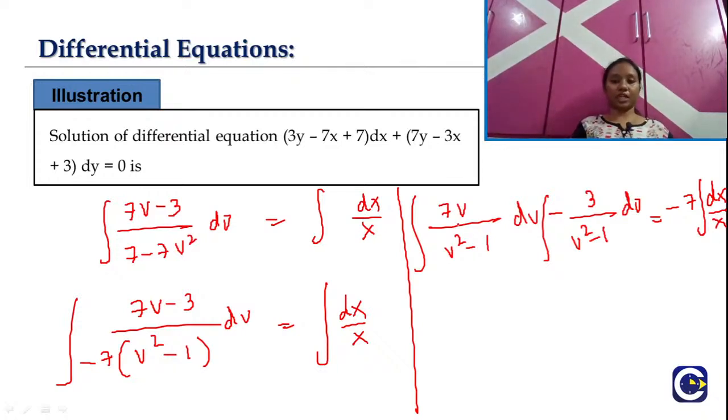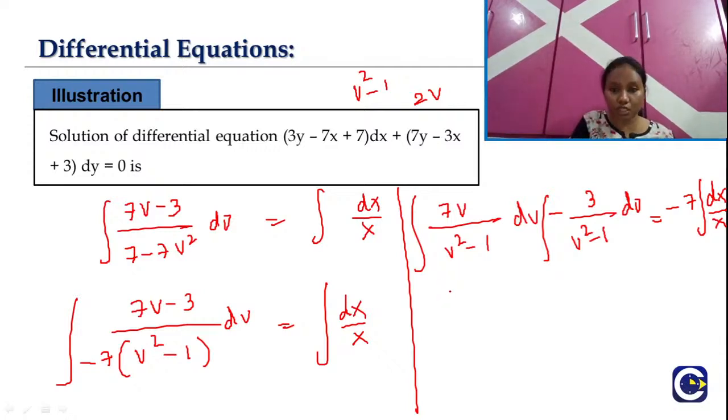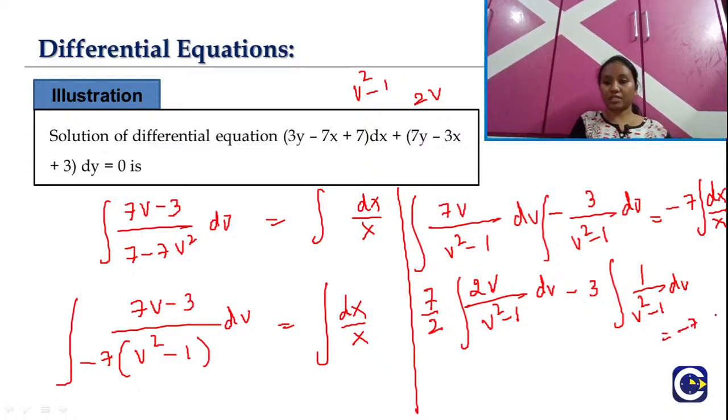Now we have the expression 7v/(v² − 1). If we take v² − 1 as our function, its differentiation will be 2v. If the numerator has the term 2v, then it will be in the format f'(x)/f(x). To get that format, I multiply by 2 and divide by 2 here. So 7/2 I bring outside, with 2v/(v² − 1) dv, and here −3 will be outside, with 1/(v² − 1) dv. And on the other side, −7 dx by x integration.